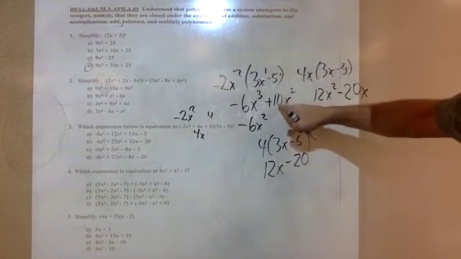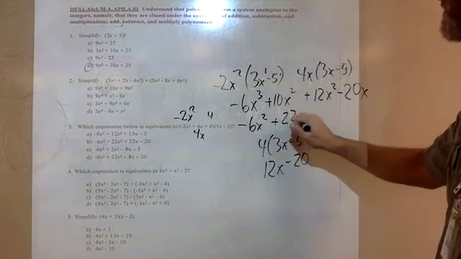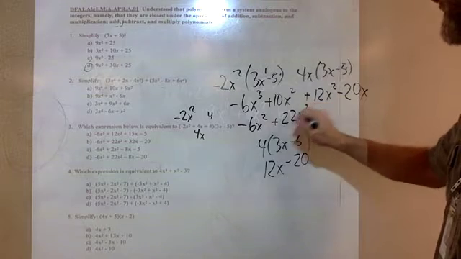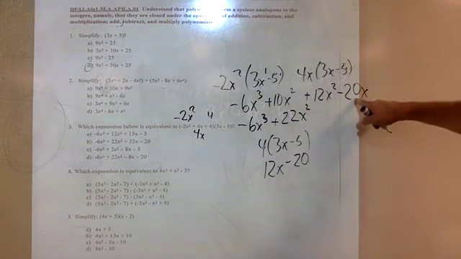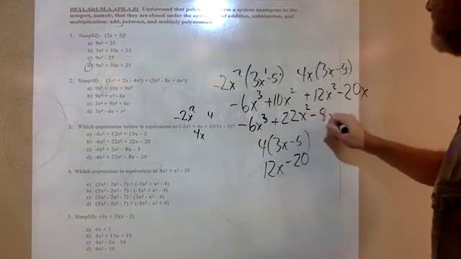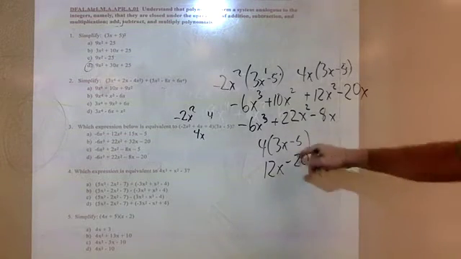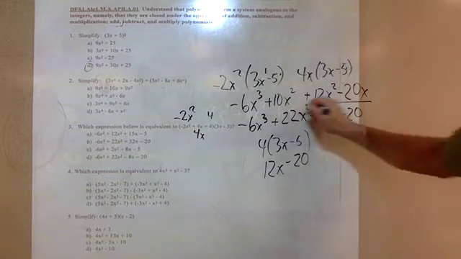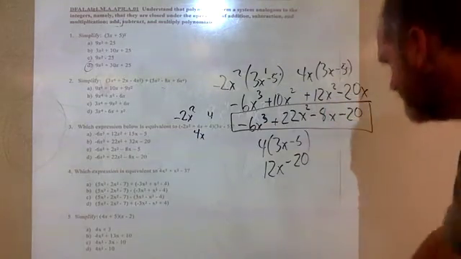We have a positive 10 and a positive 12. That makes a positive 22 x squared. The x's, we have two of them, a 12 and a negative 20. That makes a negative 8. And the constants, the numbers with no variables, there's only one, the negative 20. So that was the final answer there. And that was D, the last choice.